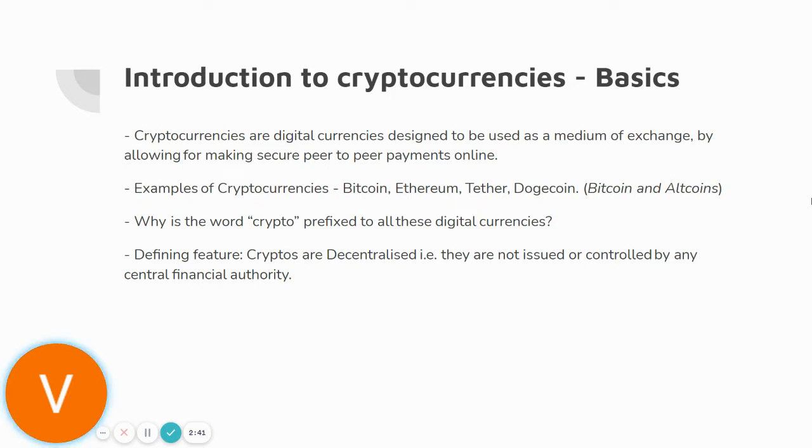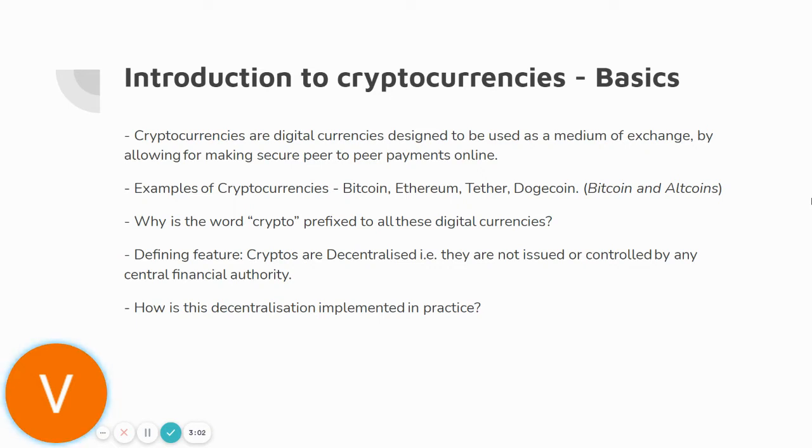What is the defining feature of cryptos? The defining feature is that they are decentralized. That is, they are not issued or controlled by any central financial authority, which is the exact opposite of what happens with any other normal currency that we are used to. For example, a rupee is managed and controlled by the Reserve Bank of India. But for cryptos, there is no central authority.